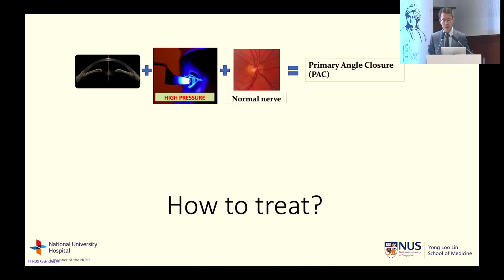I'll move on from here, and I'll touch a little bit more on the PAC as well, right? And how do we manage patients with PAC?